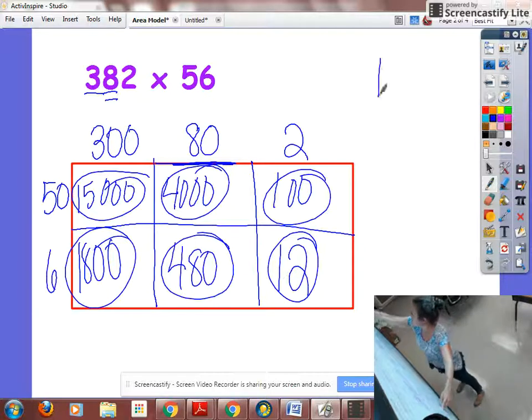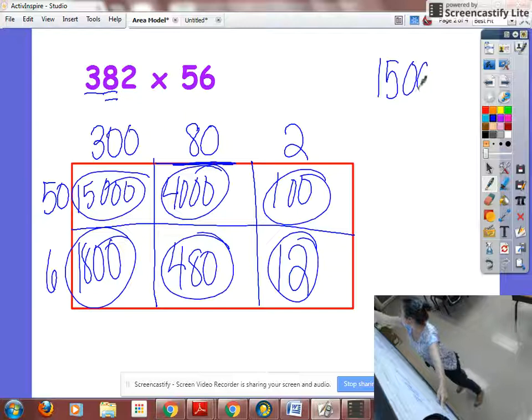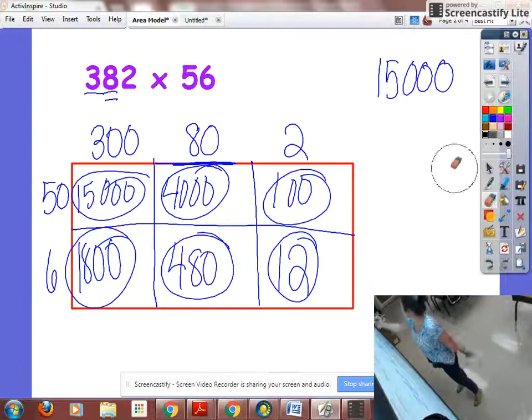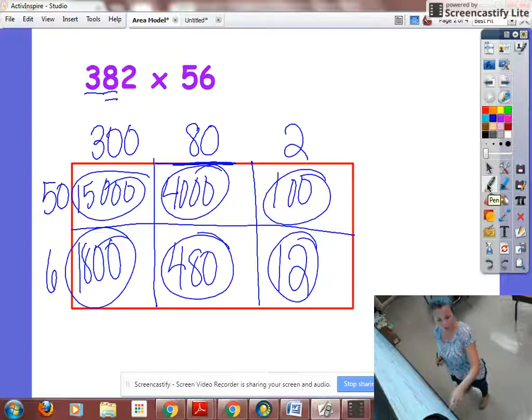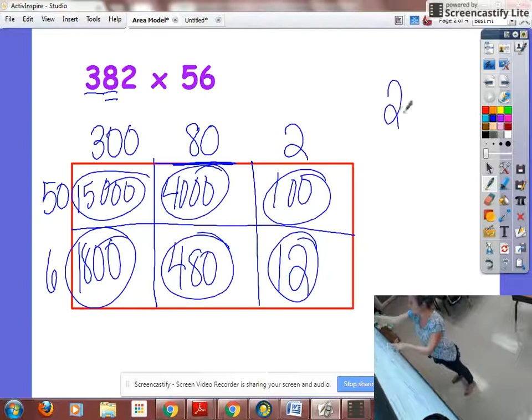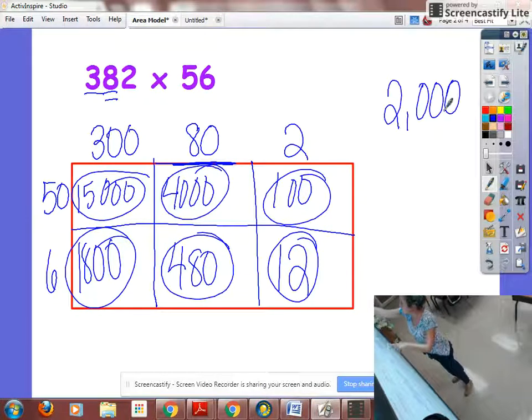So we have 15,000. Actually, we're smart enough. Hang on, let's make this easier on ourselves. We know 15,000 plus 4,000 is 19,000. We can add another 100, and that makes it 20,000. So that top row right there can be 20,000. Just using some mental math and helping us. And then let's add these others.